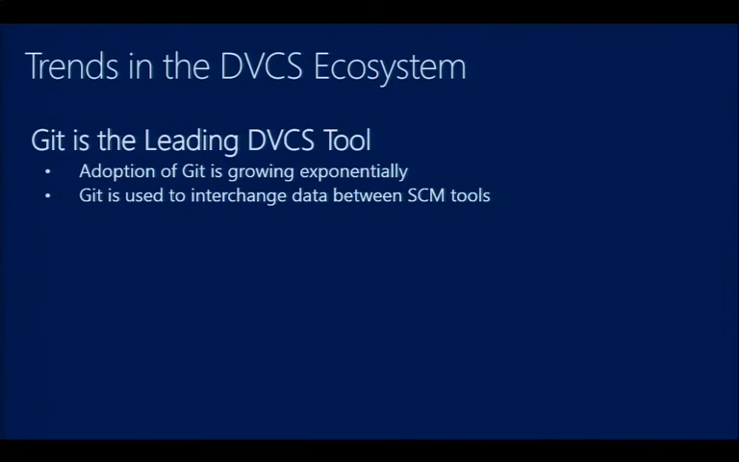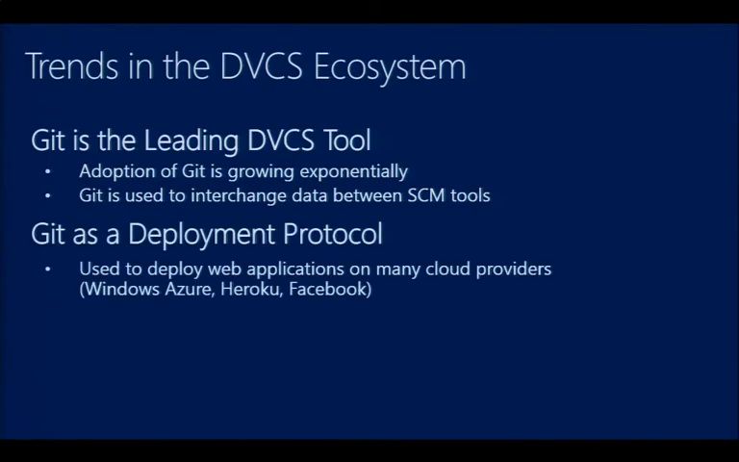What's also interesting is even the distributed version controls like Mercurial or Veracity or Plastic SCM, even the version control tools which are not Git, still use Git as a data interchange format, because remember, history is portable. So they use the Git file format to actually transfer history between repositories and migrate history around. So Git's the leading tool. Git's used to interchange data between SCM tools. Fascinating. We also noticed that Git was being used more and more as a deployment protocol.